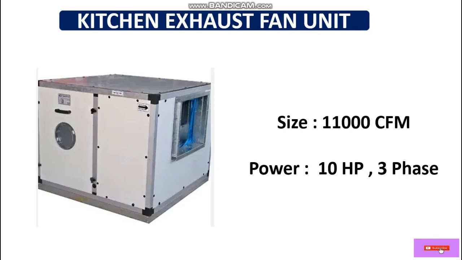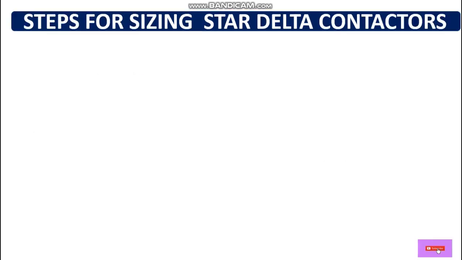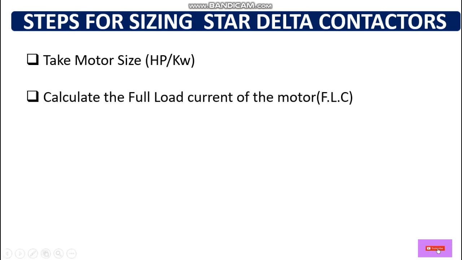So first, here we have the steps for sizing the star delta starter contactor. First, we have to take the motor size in HP or in kilowatt. If our motor is in HP, then we have to convert it into kilowatt. Then the next step, calculate the full load current of the motor, according to this capacity. Then next, calculate the main contactor size.